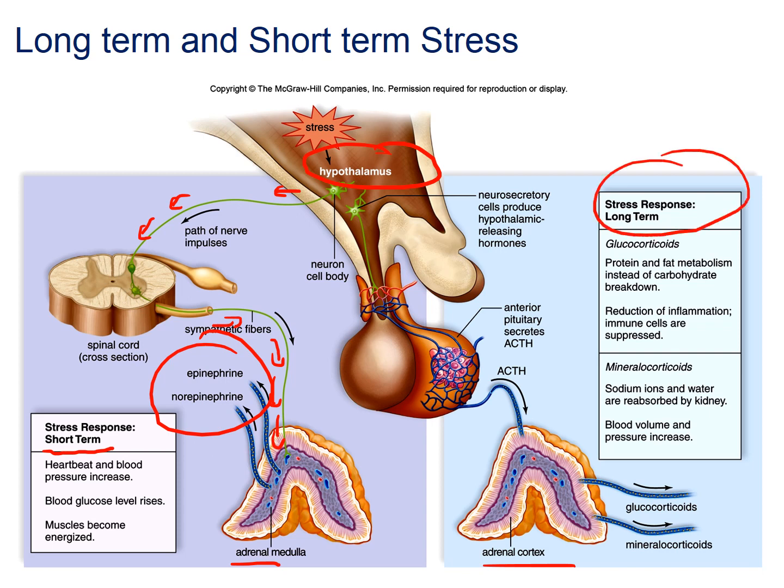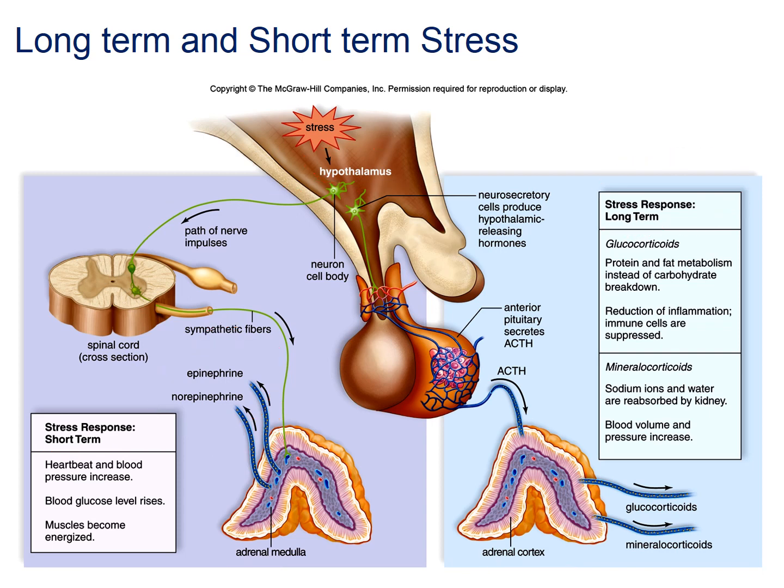Long-term stress is different. Long-term stress doesn't happen overnight, okay? It takes some time before your body reaches that state, and that's because it's a hormonal regulation. So the hypothalamus will release CRH. CRH will cause the AP to release ACTH, and ACTH will tell the adrenal cortex to release glucocorticoids, which include things like cortisol, and mineralocorticoids, which include things like aldosterone.